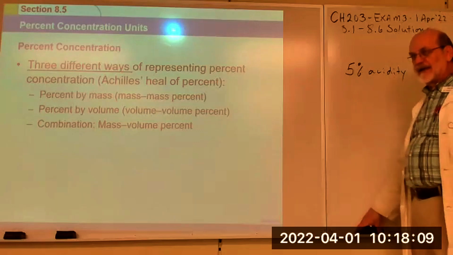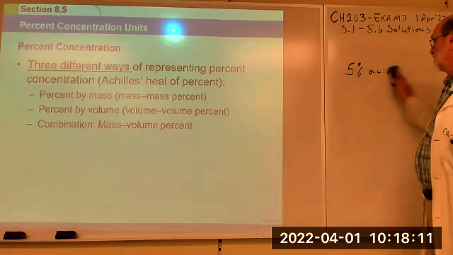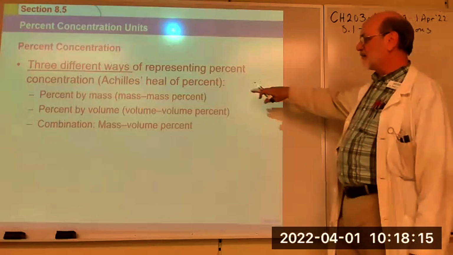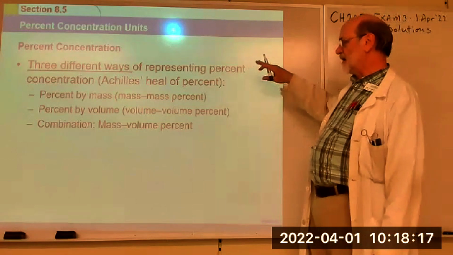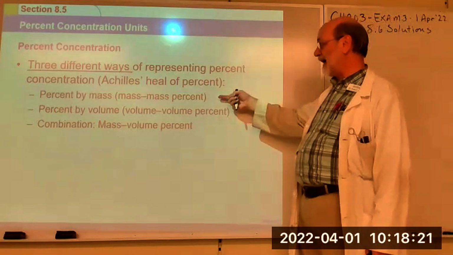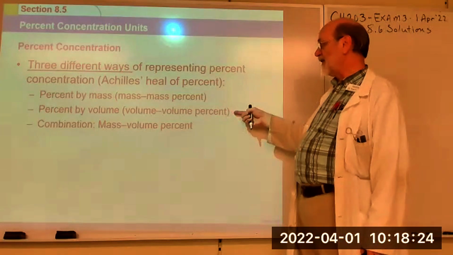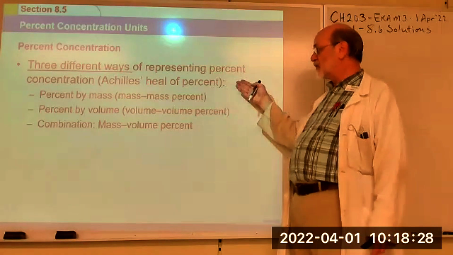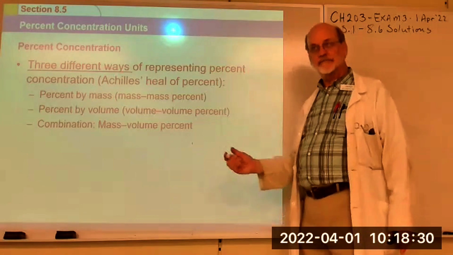But what does that mean? Well, it needs to be defined. So when we say percent concentration in this context, we have to say what it is. Is it by mass? Is it by volume? Or is it by mass volume, which are the most common 3 types of percent?